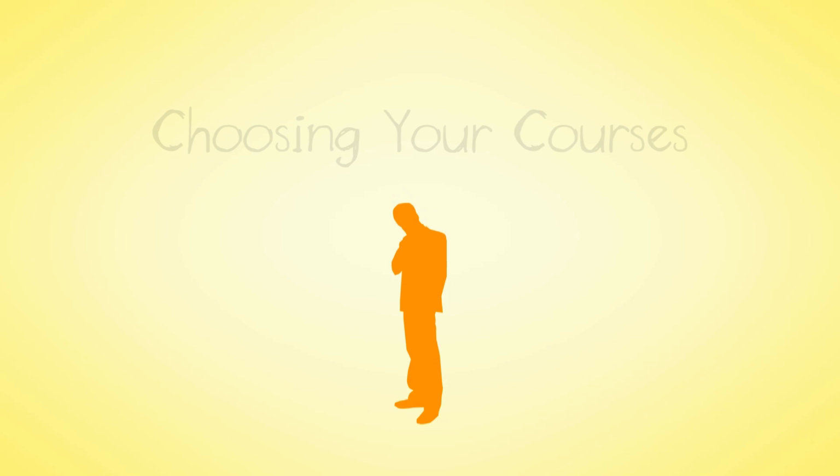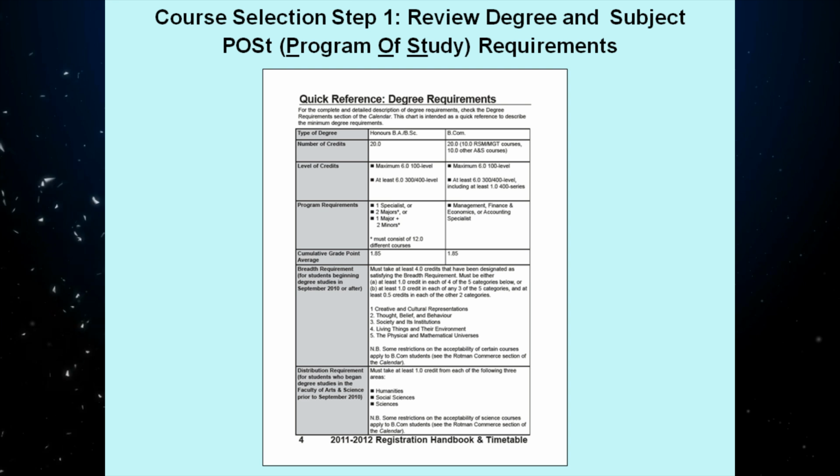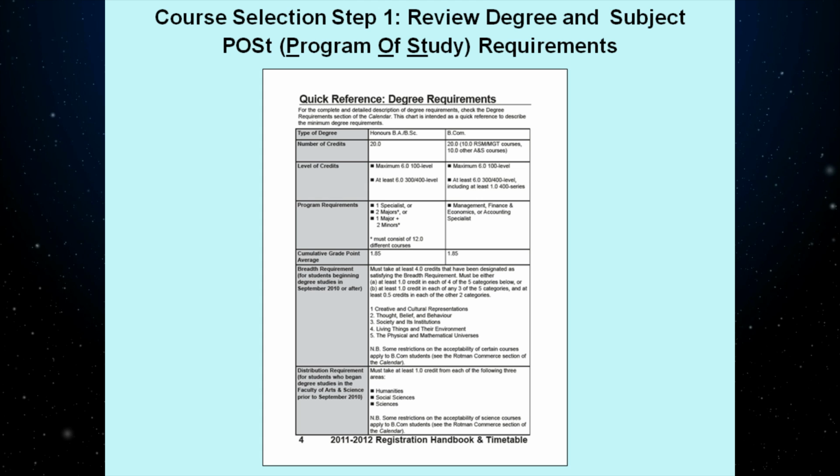Hello. In this video, we'll help you figure out how to choose your courses at U of T. We'll go through the whole course selection process, and by the end, you'll know exactly what to do. In order to make the appropriate selection of courses in your first year of study, it is essential to have an understanding of the Faculty of Arts and Sciences degree requirements.